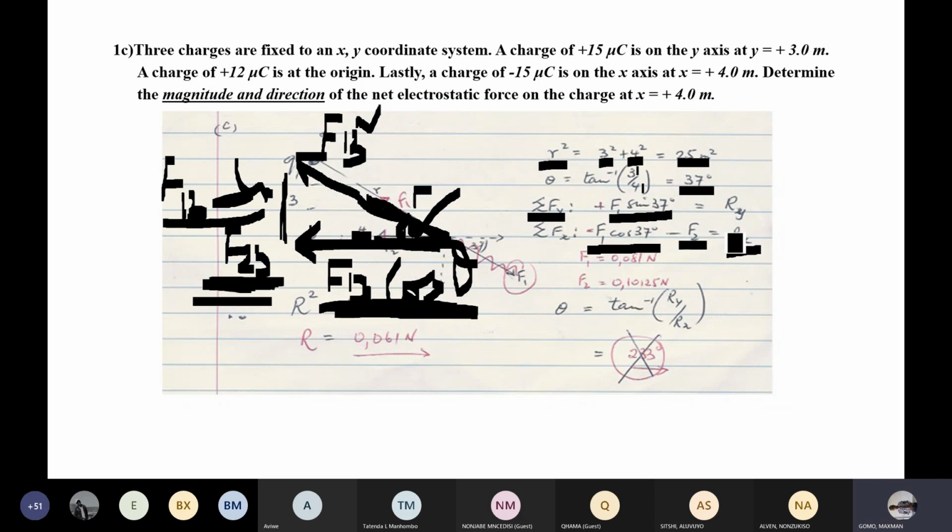So now, ladies and gentlemen, you need to calculate the value of F13 and F23 using Coulomb's law, whereby F13 is given by K Q1 multiplied by Q3 over R squared, then F23 is given by K Q2 multiplied by Q3 over R squared. So you put those values in place of F13 and F23 here. After doing that, you will be able to calculate Rx and you'll be able to calculate Ry.